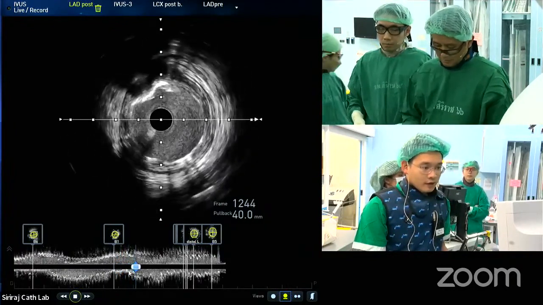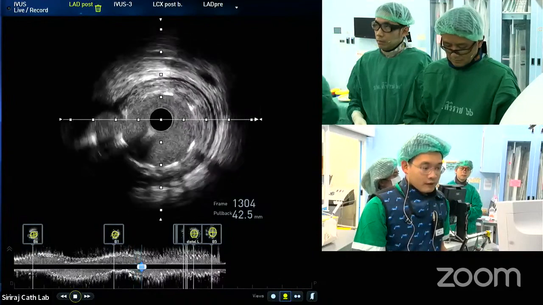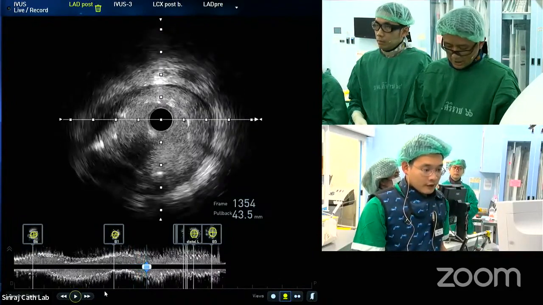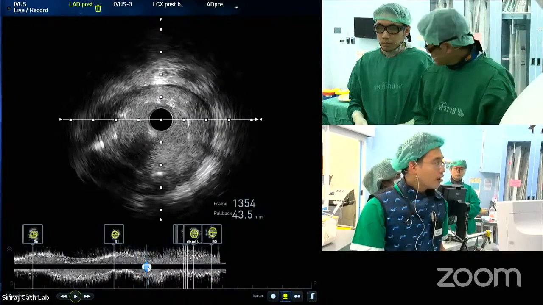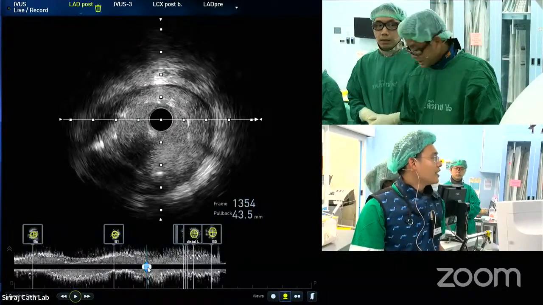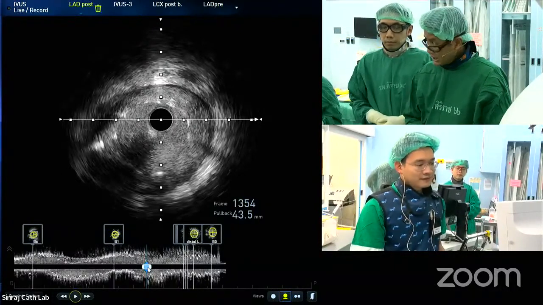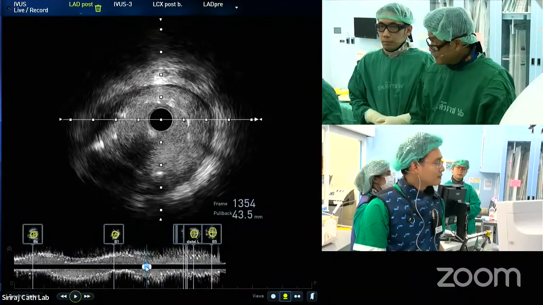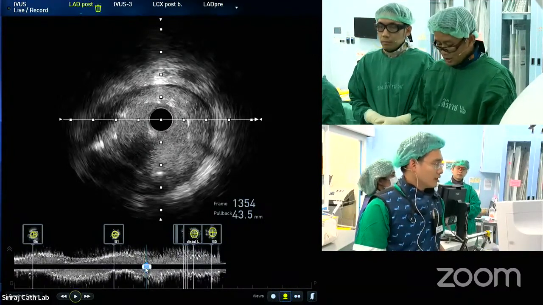What is the length and size of the second stent? 3.0 times 38. Onyx 3.0 by 38, and then the proximal stent in the left main is 4.0 by 22 Onyx.